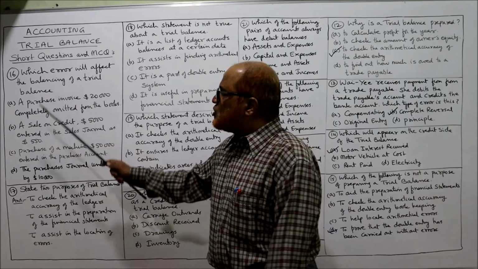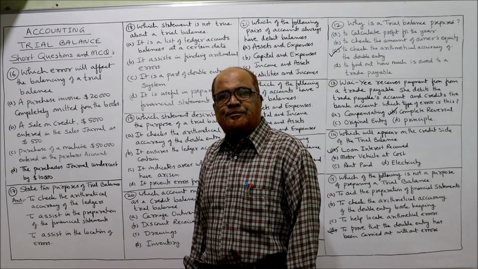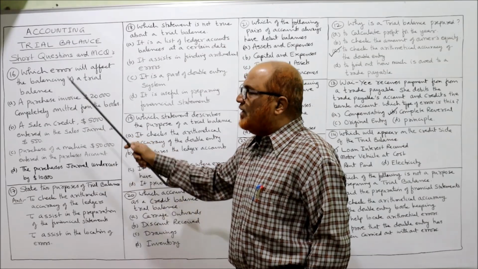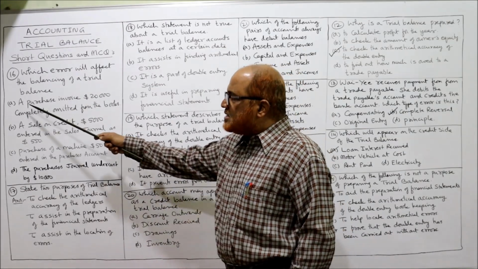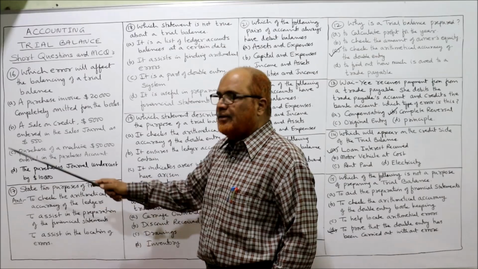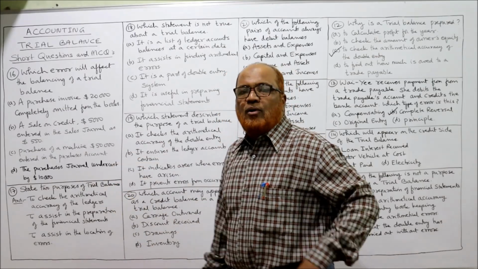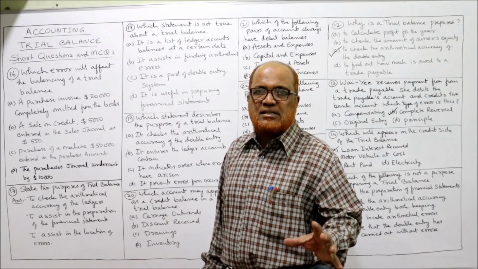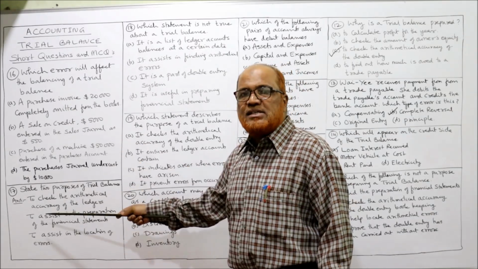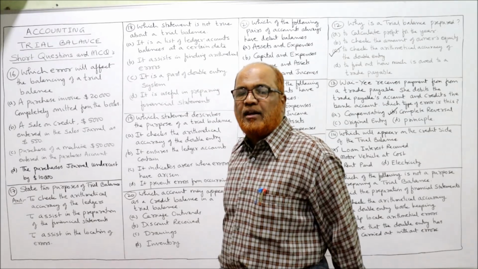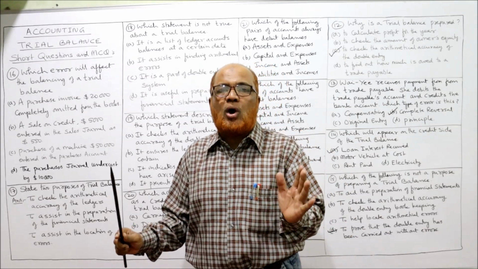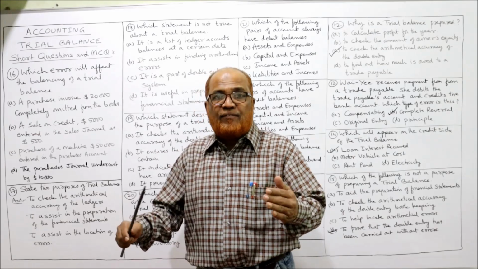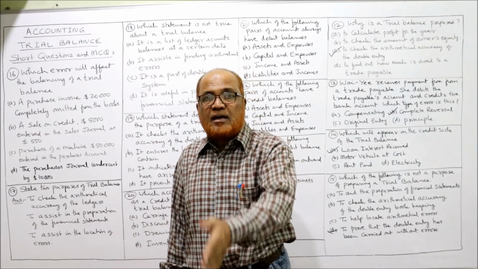Come on, now I am going to explain you about the 16th one. See carefully. Which error will affect the balancing of a trial balance? 4 errors are given A, B, C, D. Among these 4, which error will affect the trial balance in balancing? That means on account of any one of the following errors, the trial balance will not tally. There will be difference in the debit balance and credit balance.